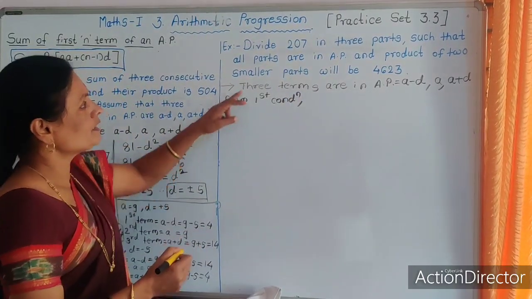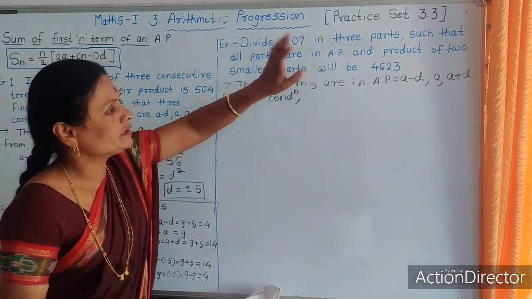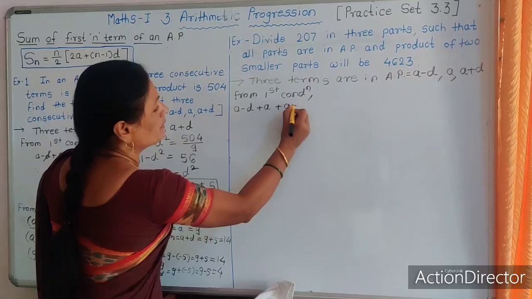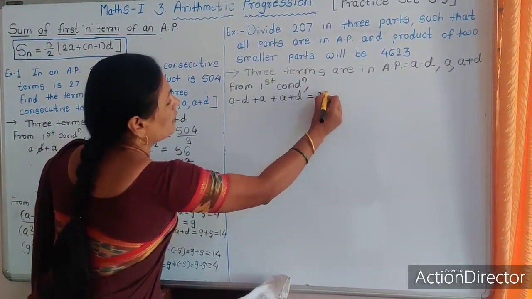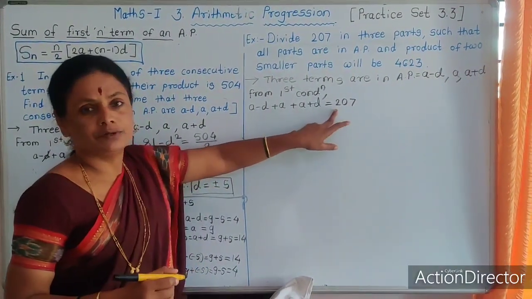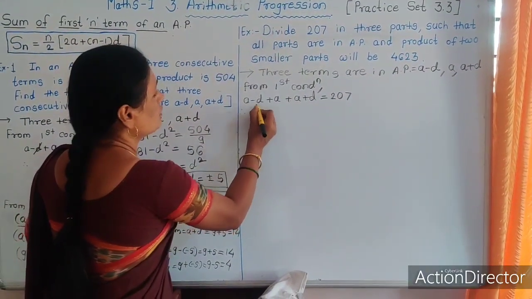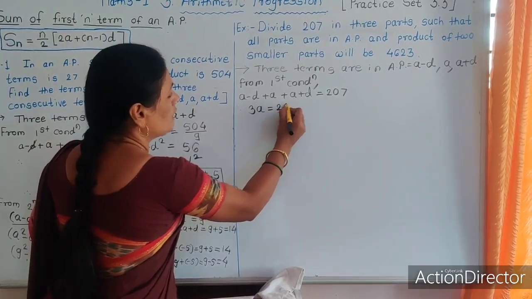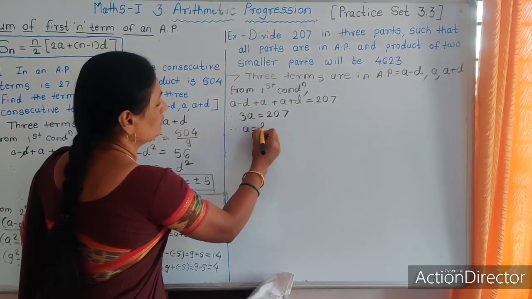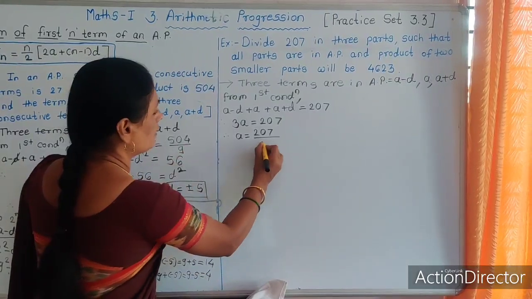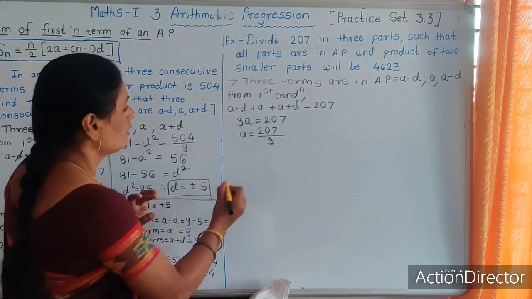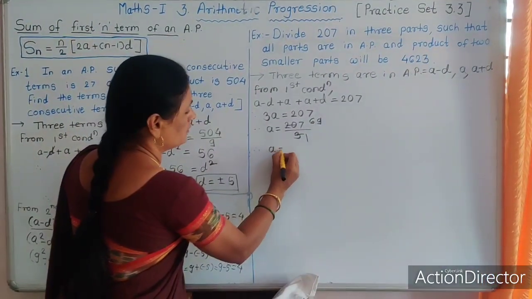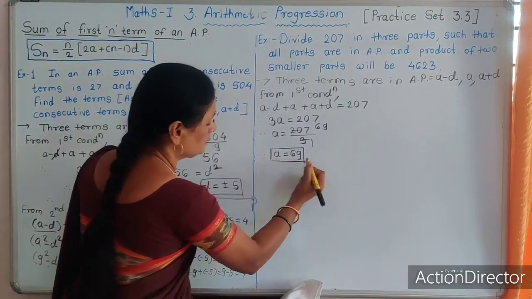From the first condition, what is given to us? That we divide 207 into 3 parts. Therefore, from the first condition, a minus d plus a plus a plus d is equal to 207. That is, the sum of the 3 terms is equal to 207. Here also minus d and plus d cancel. Therefore, a plus a plus a is equal to 3a is equal to 207. Therefore, a is equal to 207 divided by 3. Therefore, a is equal to 69.